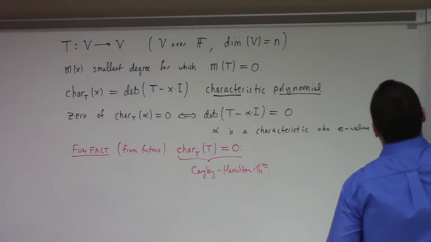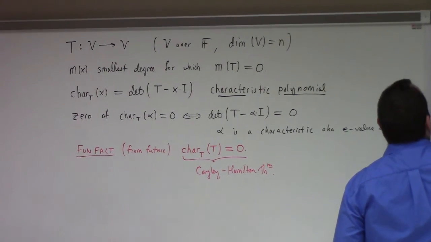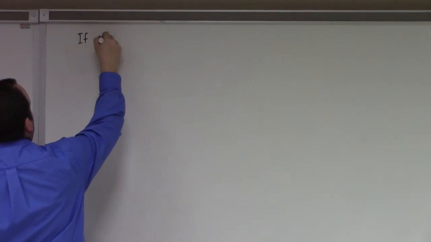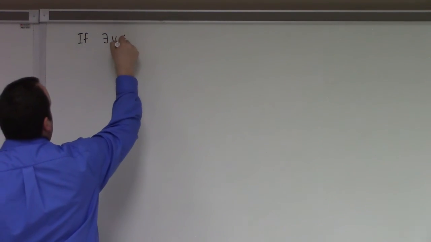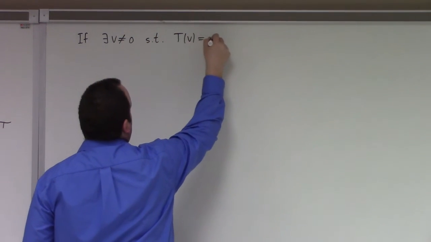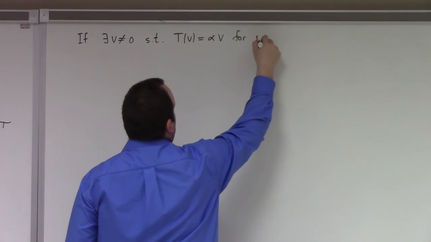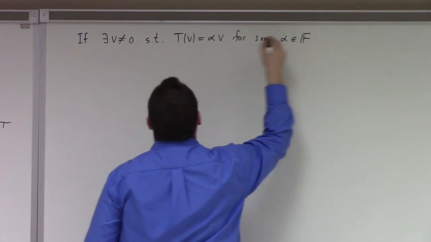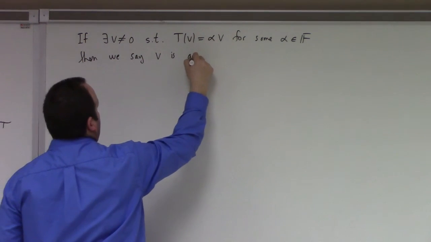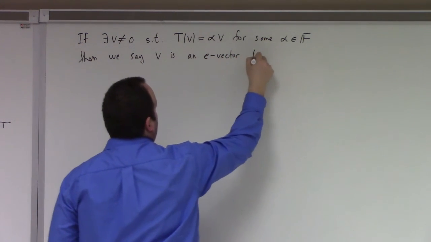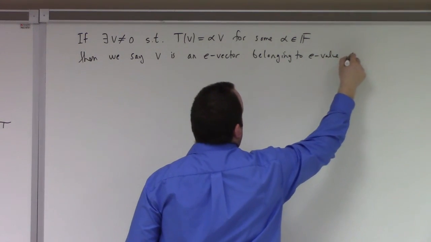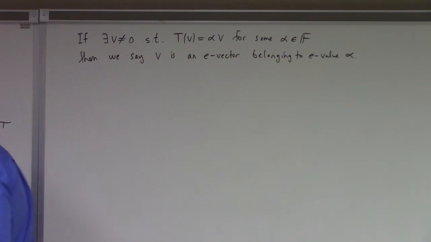So let's see here. So if there exists a v not equal to 0, such that T of v is equal to alpha v for some alpha in the field, then we say v is an eigenvector belonging to eigenvalue alpha. Okay.